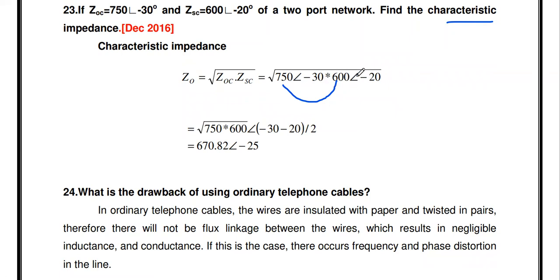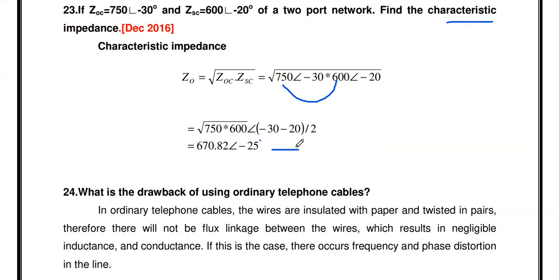And for the angle, since it is multiplication, you just add the angles. So minus 30 minus 20 is minus 50. And this angle is under the square root, so that's why minus 50 divided by 2, so minus 25 degree. So the characteristic impedance is 670.82 with angle minus 25 degree.